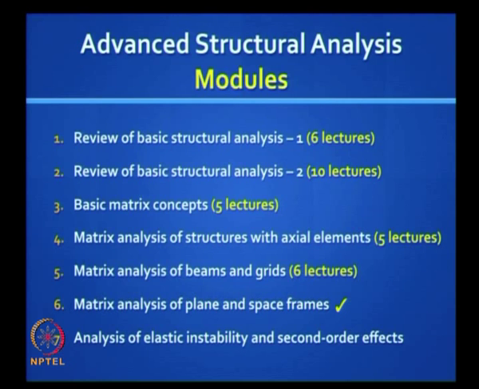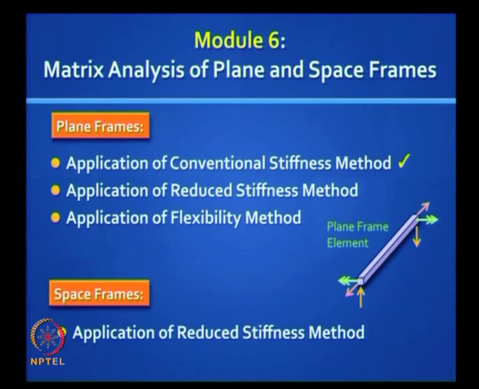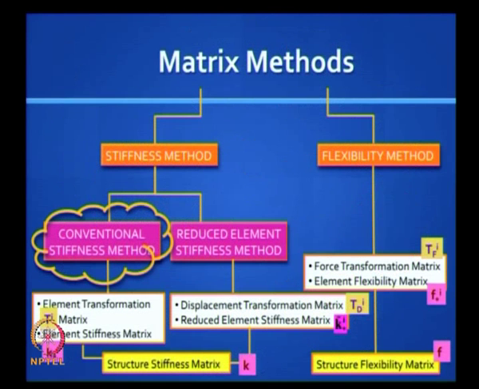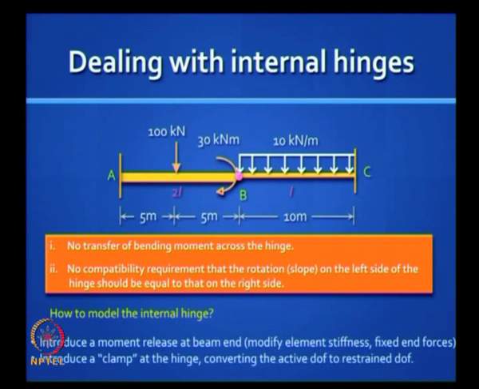Module 6, Matrix Analysis of Plane and Space Frames. If you recall, we had just started the application of the conventional stiffness method to plane frames, and this is covered in the chapter on matrix analysis of plane and space frames in the book on advanced structural analysis. As you know, there are three broad methods we study. We are looking at the first of them, the conventional stiffness method, and we will now look at problems where you have internal hinges in frames.